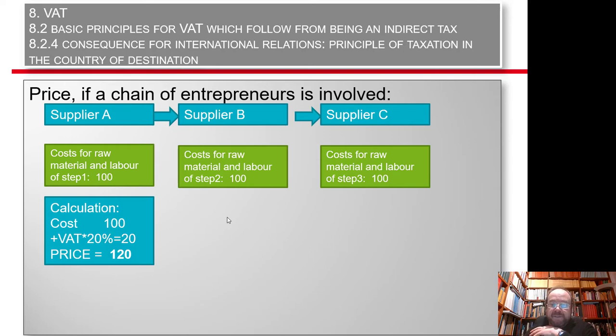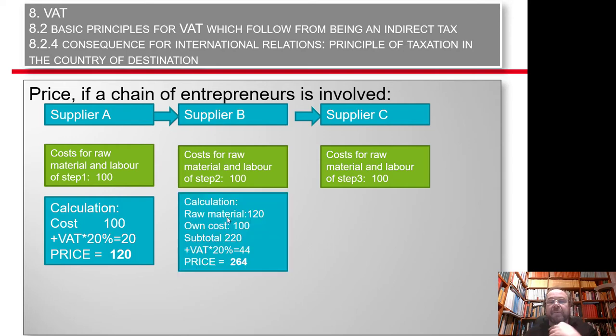Now, supplier B has own costs of 100 and needs to buy raw material from supplier A because he's going to transform that steel into something else, let's say a car or so. Then the calculation for the price will be: cost for the raw material bought from A is 120, own cost is 100, subtotal, or the net price needed, is 220, VAT 20% on top is 44, final price claim must be 264, otherwise the enterprise of supplier B can't survive, can't cover his costs.